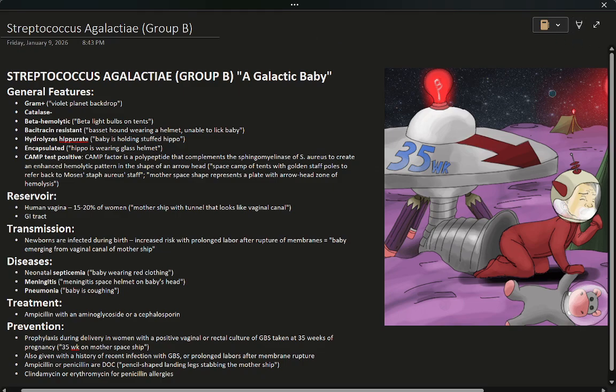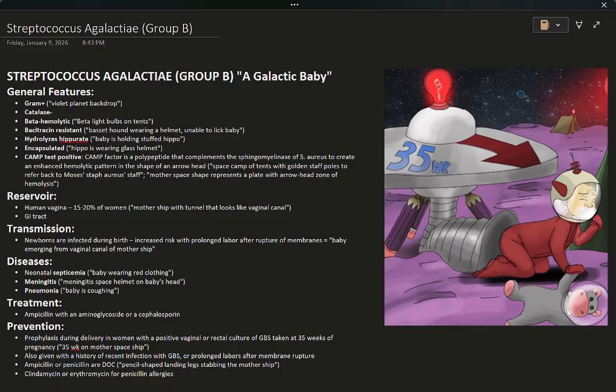In this video, we're going to be talking about the group B Streptococcus organism, which is the Streptococcus agalactiae. We're going to be using a Sketchy image, or the image provided by Sketchy, for this ASMR style lecture. The image is titled A Galactic Baby to help you remember the Streptococcus agalactiae. Remember, it's a group B Streptococcus. So let's talk about its general features.